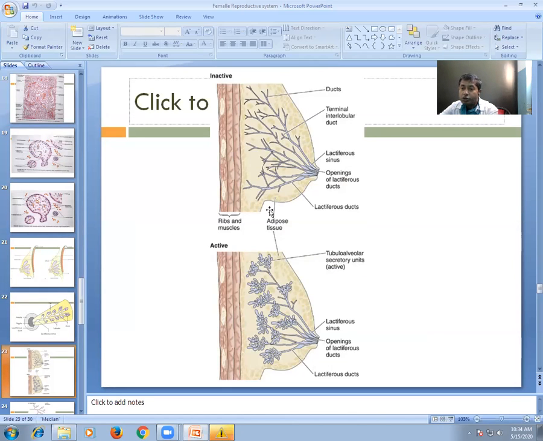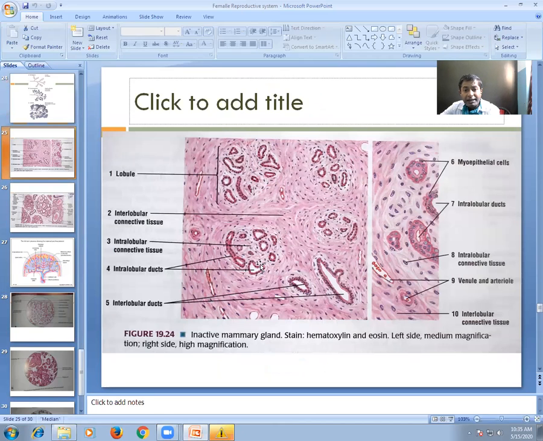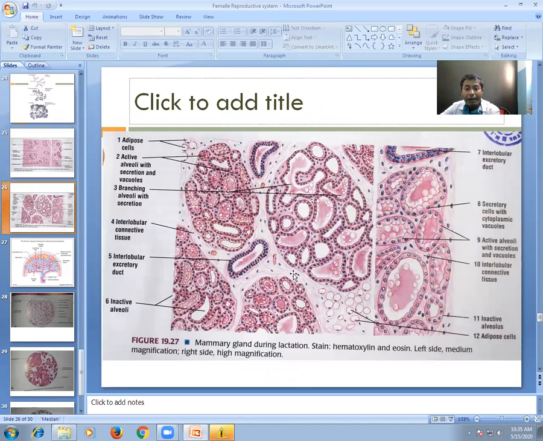Lobules consist of many acini. There are two types of gland, inactive and active. In the inactive gland, only the duct system is present. In the active gland, there is the duct system as well as the alveoli, the acini. That is the difference between the inactive and active one. In the non-pregnant state, only the duct system. During pregnancy, the duct system proliferates. During lactation, the duct system proliferates as well as the acini. This is the inactive mammary gland, with less glandular tissue and more connective tissue, whereas this is the active mammary gland, with more glands and less connective tissue.